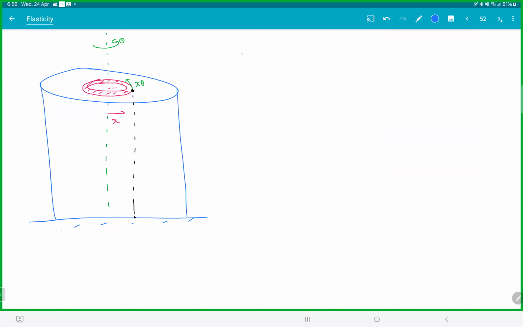So for the ring, eta is the tension in that ring by the area of the ring by delta x by d. So from here we get the tension in the ring will be eta. Area of the ring is 2 pi x dx. The displacement is x theta, and the distance between the topmost point and the ground is L.